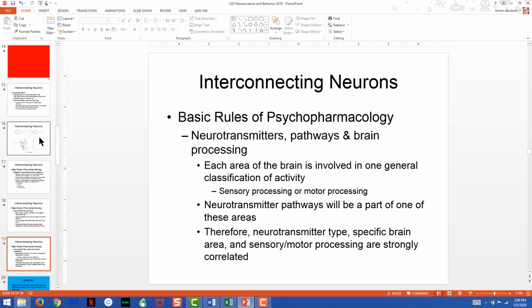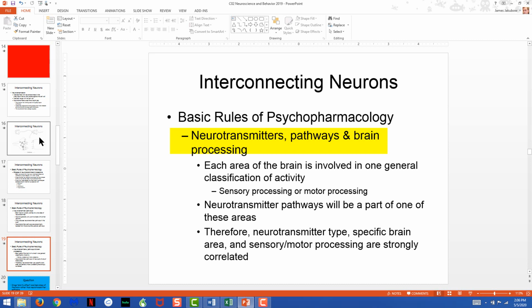Because we have this general rule that cells of certain neurotransmitters tend to communicate with other cells of certain neurotransmitters, and we have particular areas of your brain controlling certain patterns of behavior, what we have is a close correlation in the brain between a neurotransmitter type, a particular brain area, and whether or not the processing in that area is actually a sensory input process or a motor output process.